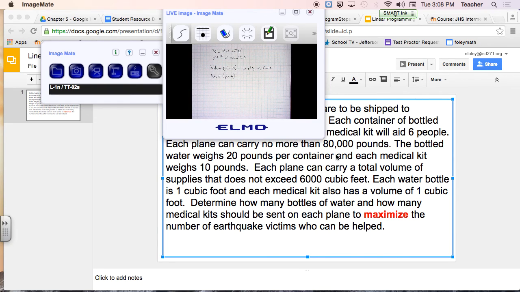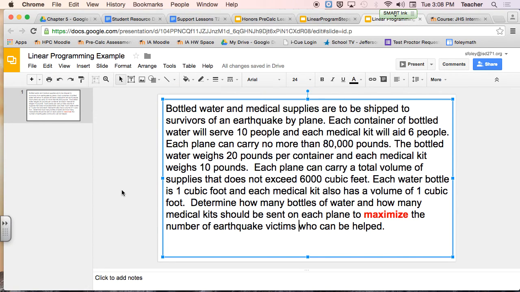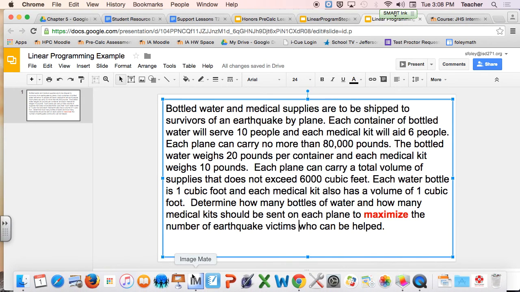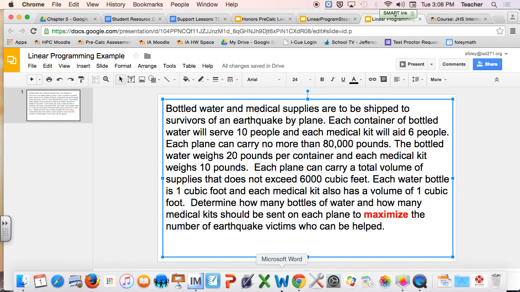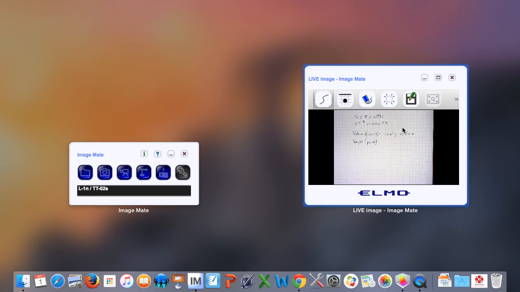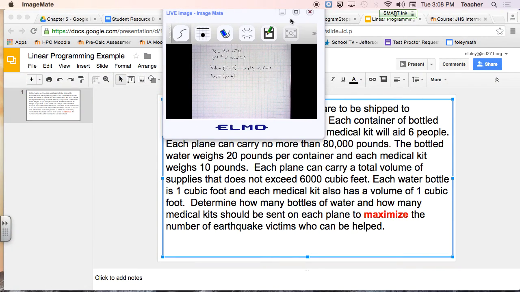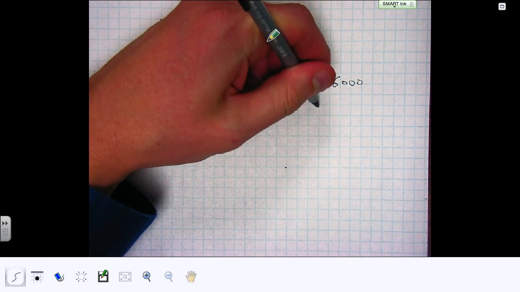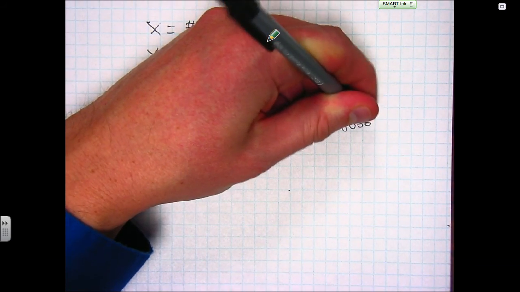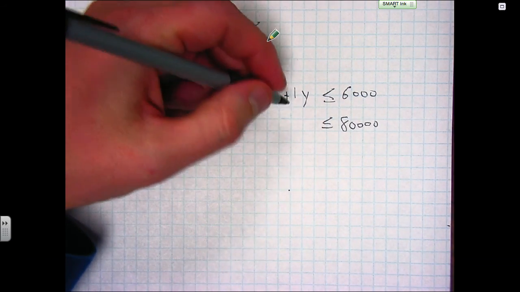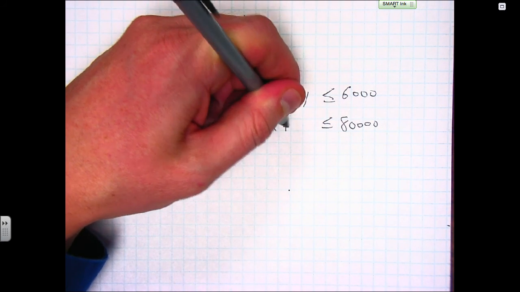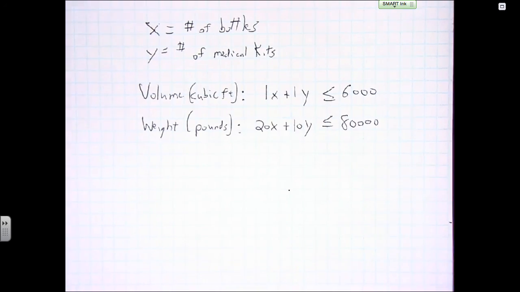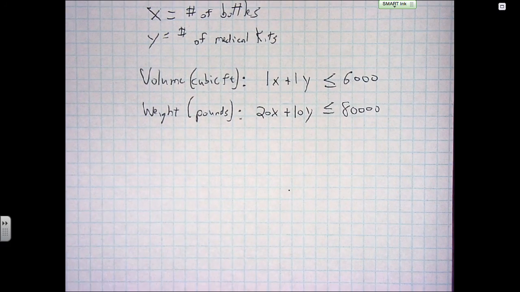The weight, we have a maximum of 80,000 pounds, and the bottled water weighs 20 pounds and the medical kit 10. And so we want to keep the total weight less than 80,000 pounds. So less than or equal to 80,000 pounds. And it was 20 for the X for the bottles of water and 10 for the medical kits. So hopefully you guys had something along those lines in your group.